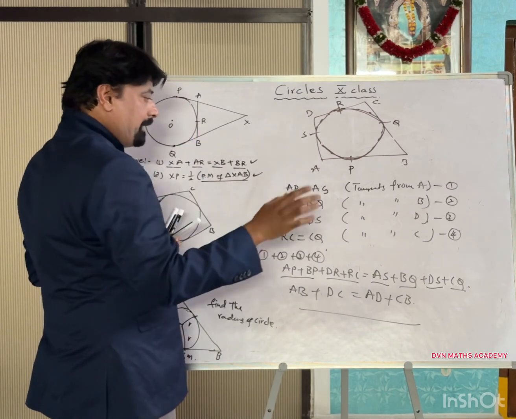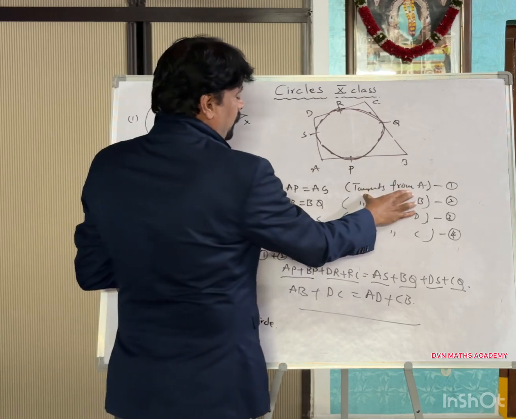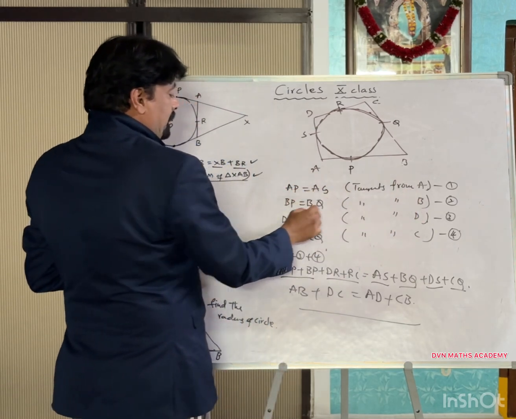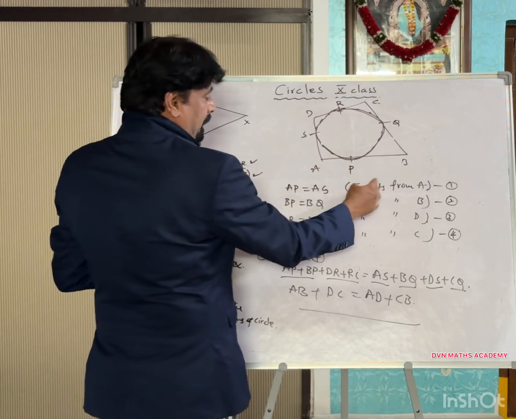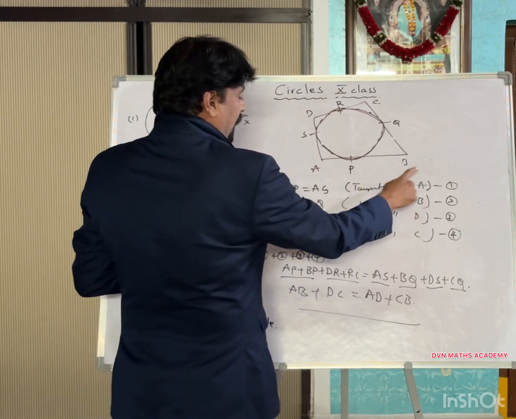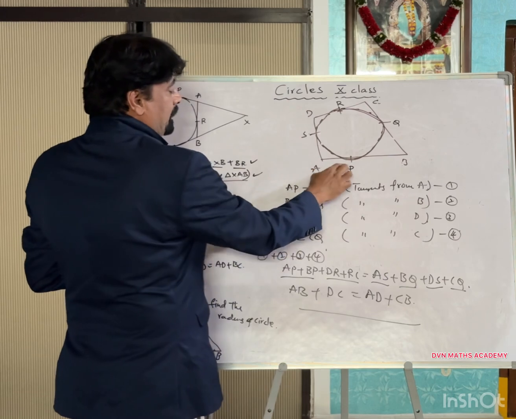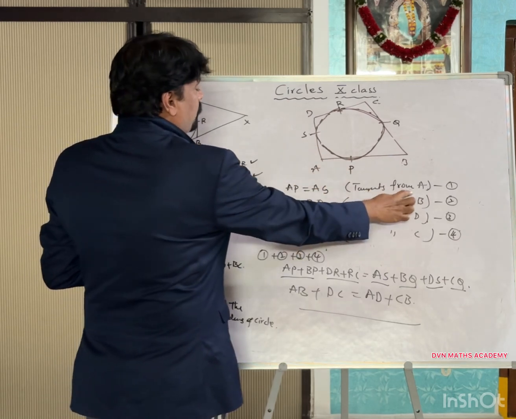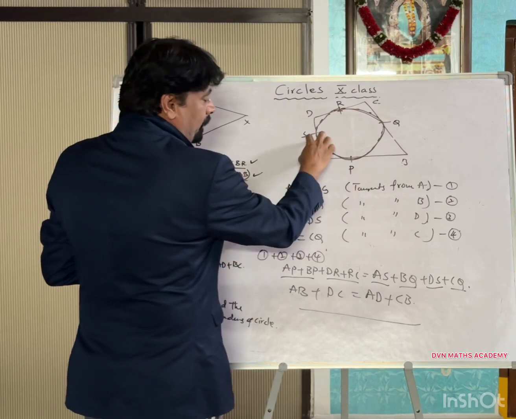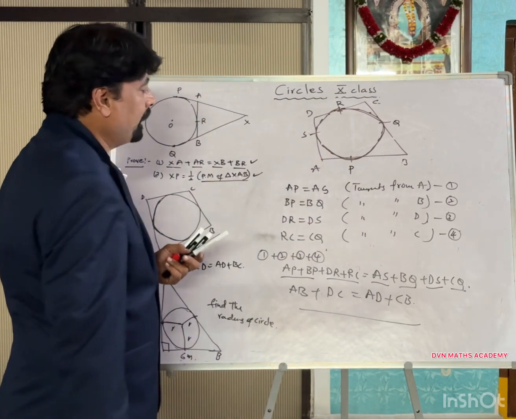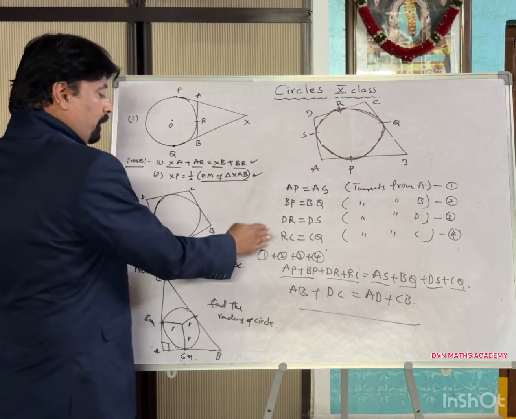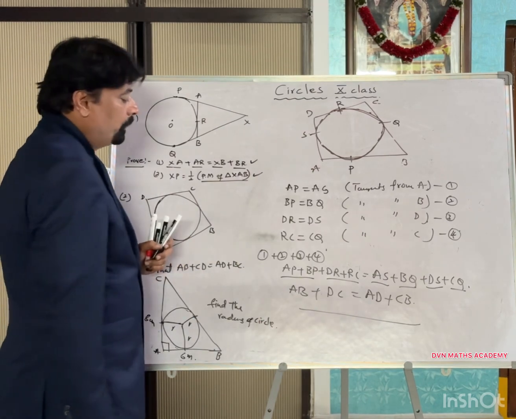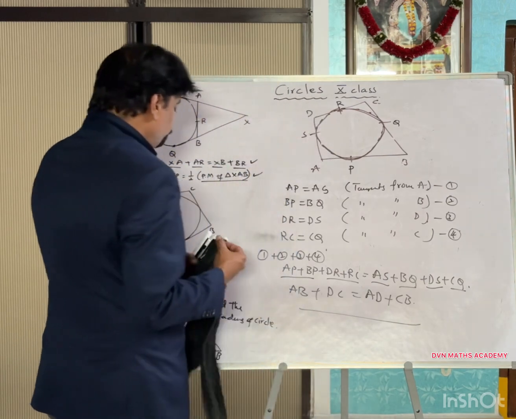But in examination, don't write like this. You need to write what theorem you are using, why AP is equal to AS and why BP is equal to BQ. Here I just wrote tangent from A, but you write the theorem explanation, that is, the lengths of the tangents from the external point are equal. So these are the tangents from the external point A. That's why AP is equal to AS. Like that you mention, and afterwards you add the 4 equations, then you will get the result which we require to prove. So this is the second question.